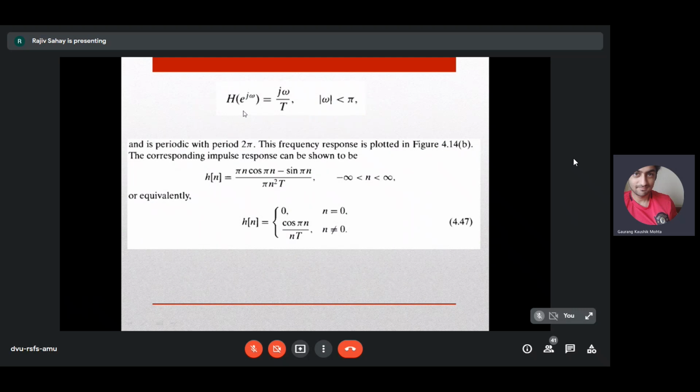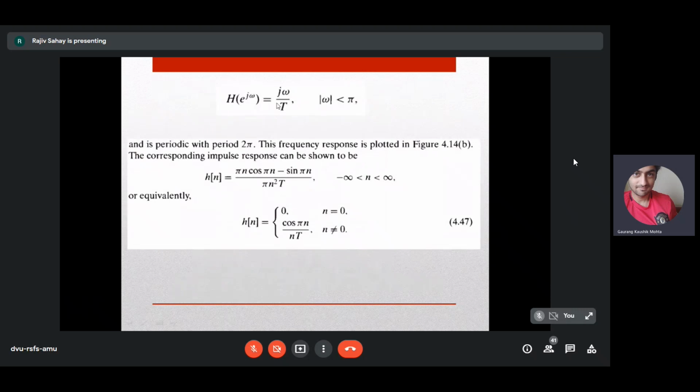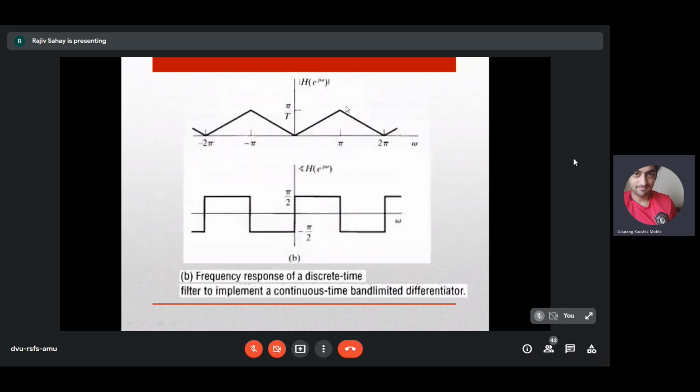If you take the inverse DTFT of this, that was written with capital omega, and now we can write H(e^{jω}) as j small omega by T. So this is your DTFT of the filter. This frequency response can be plotted, and it is supposed to be a periodic frequency response. So it can be plotted like this.